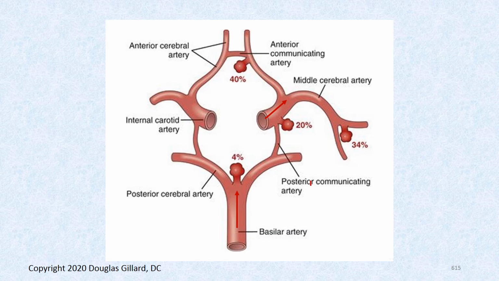Here's a classic old chart, I forget where this is from, but 40% of them occur right up in here or in the junctions. I mean, they should have put that one over here because that's part of the anterior circulation. So 60% of them occur in the anterior circulation. The middle cerebral artery splits into a couple of branches, temporal, parietal, etc. Right where these splitting points are, they can occur there as well.